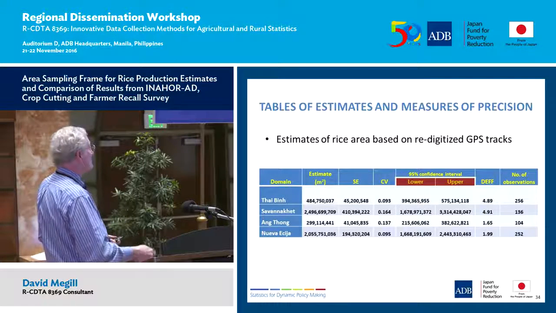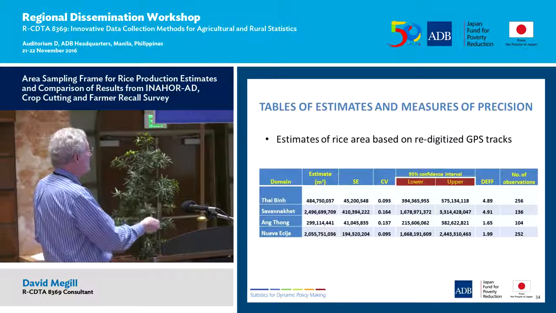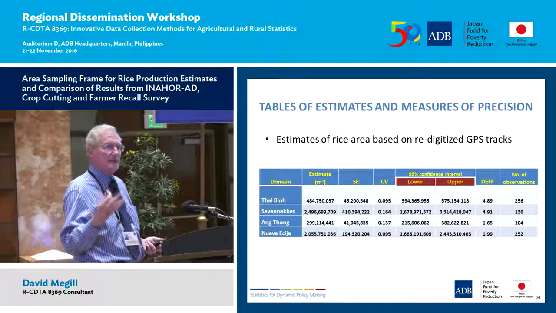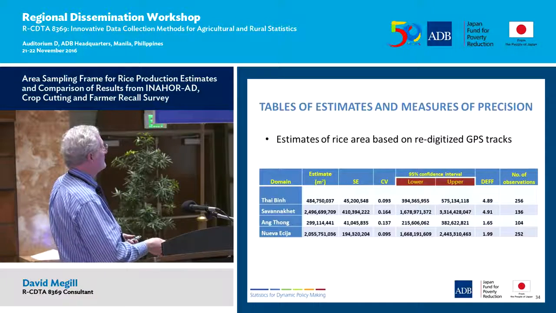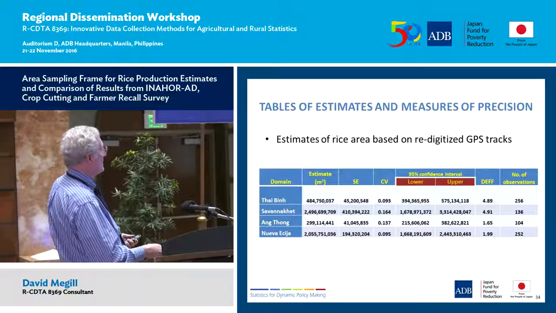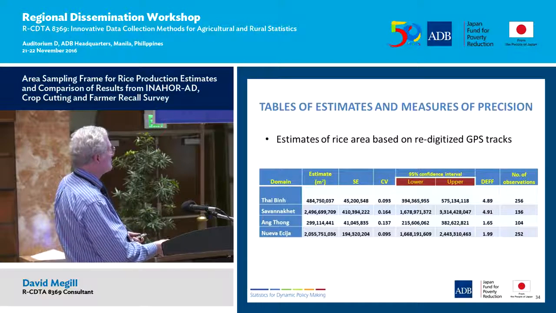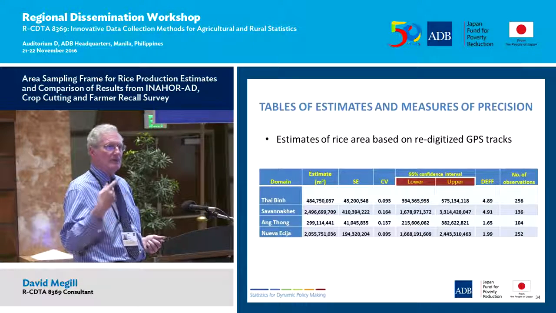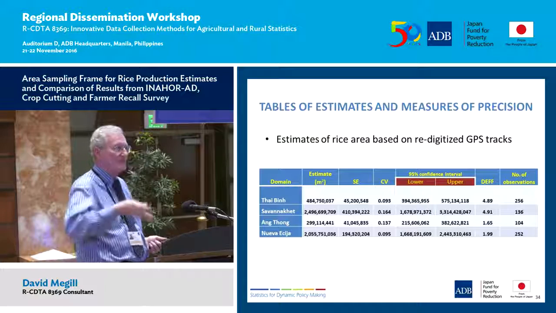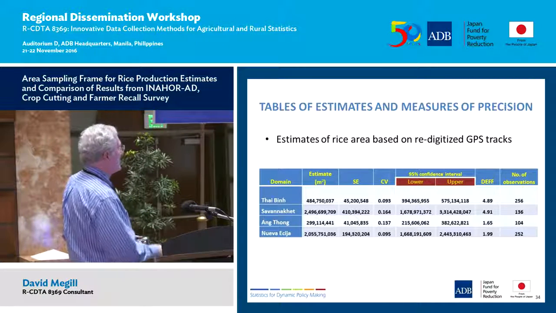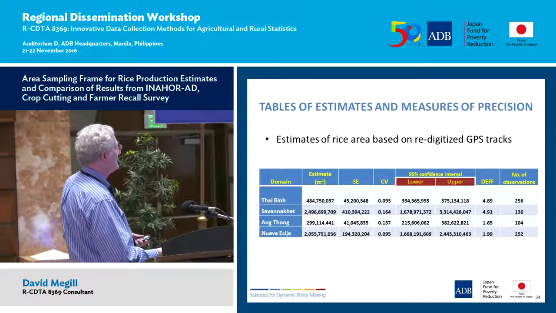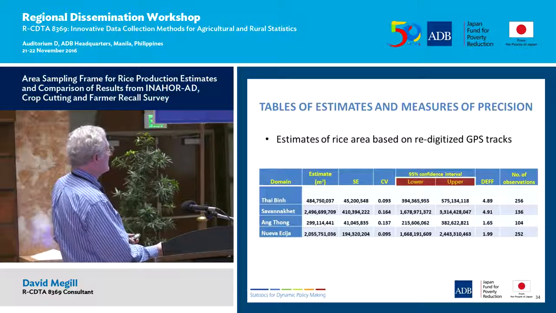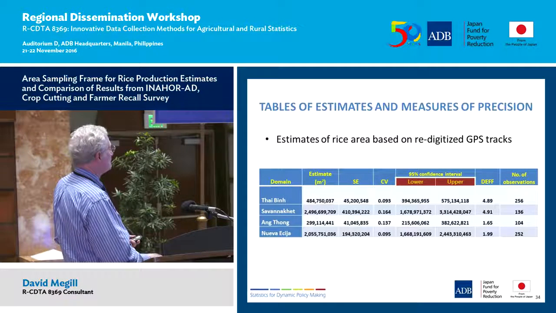Okay, so here are the estimates of total rice area. Remember, we looked at 3 different methods of measuring the area. The digitized GPS tracks were based on measuring the area of the plots in the office, using the Google Earth maps and the listing information, which we determined is more accurate than just the tracking that was done in the field.